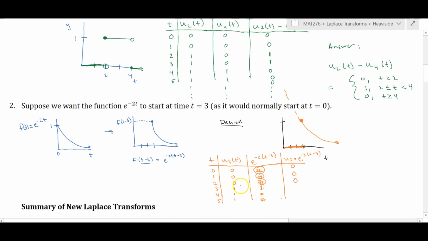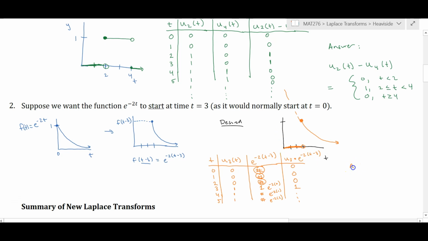And now look what happens. 1 times whatever the output of this function is, which in this case will give me a 1. But in general, it'll give me e to the negative 2 times 3 minus 3, which is 0. And then it'll give me e to the negative 2 times 1, and e to the negative 2 times 2. And so now I'm actually going to be generating non-zero values.